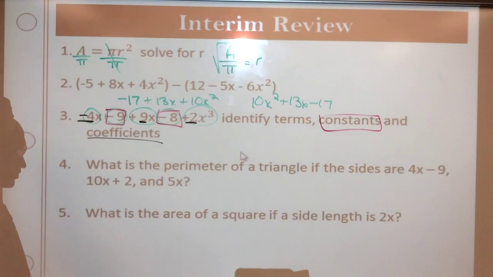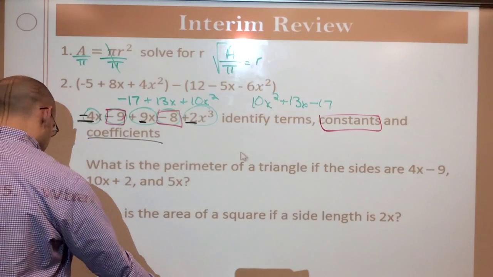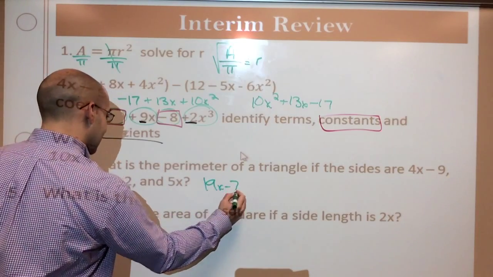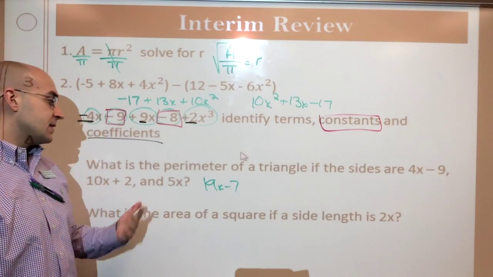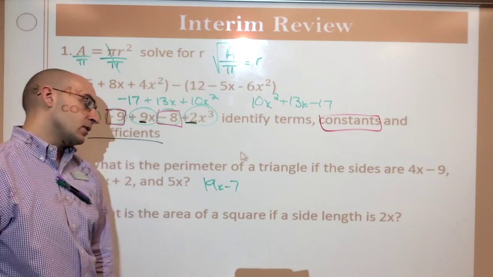Number 4, what's the perimeter of a triangle if the sides are given? Well, there's 3 sides to a triangle, so you know that you have to add them all up together. The perimeter of the triangle is 19x minus 7. Now, I can't find the value for x because I didn't give you an actual perimeter. If I said the perimeter was 50, then you would be able to solve for x, which we won't have to do now.